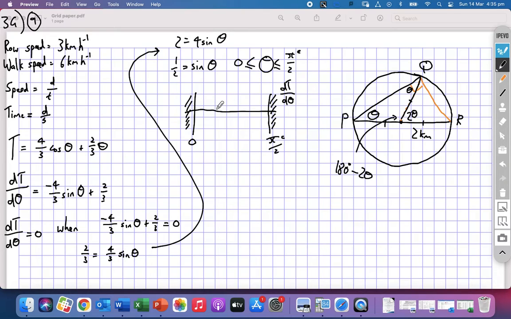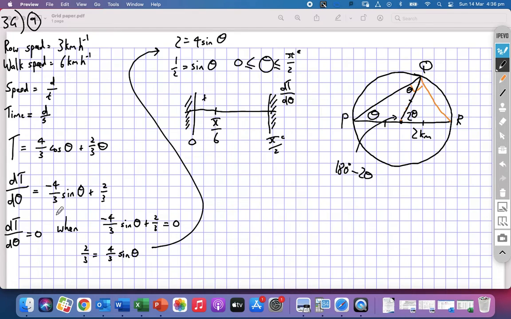Now, when I first did this question, I thought we would be minimizing time by doing a combination of rowing and then walking. I thought, oh, it's probably trying to save time to get from P to R. But plugging in, when I tested this sine diagram, I won't bore you doing it now, but actually you get a plus there from your derivative.